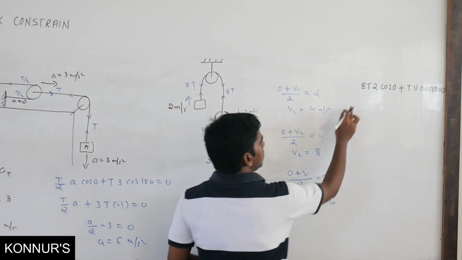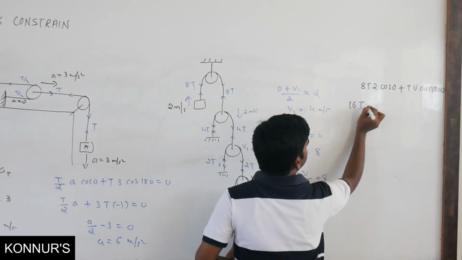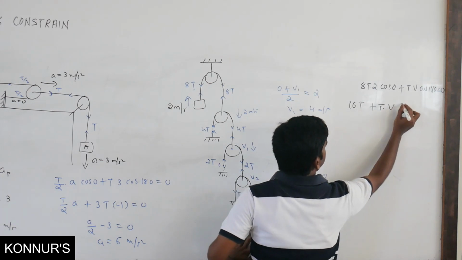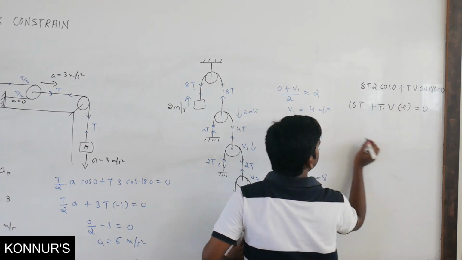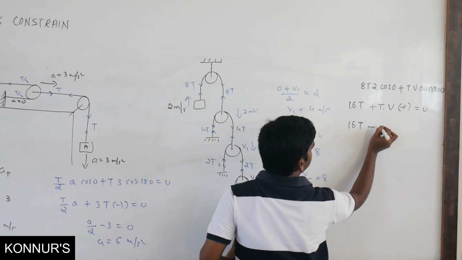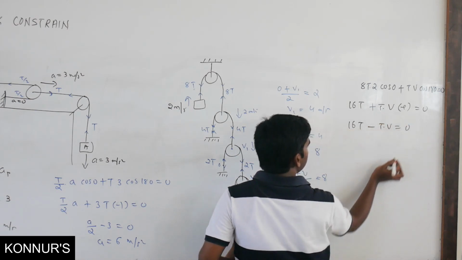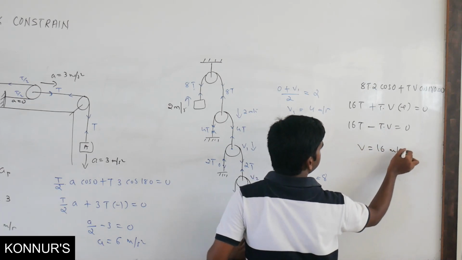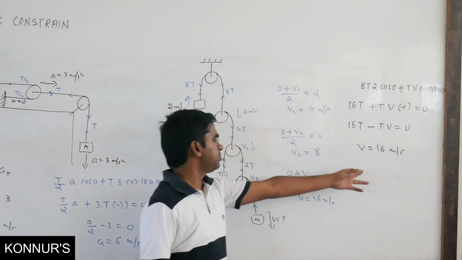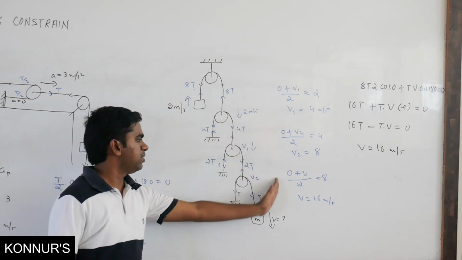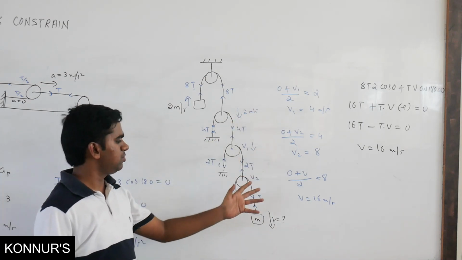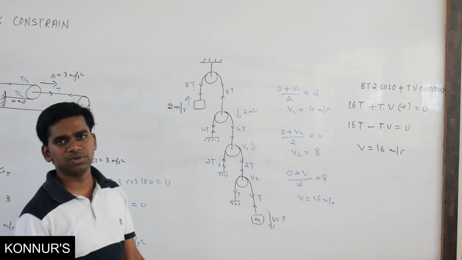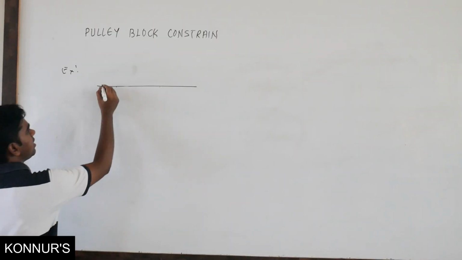So 16T cos 0 means 1, plus T into V cos 180, which is minus 1, equals 0. So 16T minus TV equals 0. T will go, so V equals 16 meter per second. You can get the answer in these two steps. Here you cannot go step by step, so it is better if you use the tension method. You have to follow any method whichever you are comfortable with. So we'll take another example.